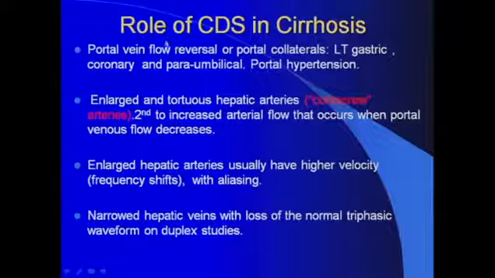So now the most important thing we look for is the portal vein, and we try to establish whether there is reversal, either complete or biphasic, in the portal vein. We look at the presence of collaterals in the left gastric, the paraumbilical, all these suggesting the presence of portal hypertension.